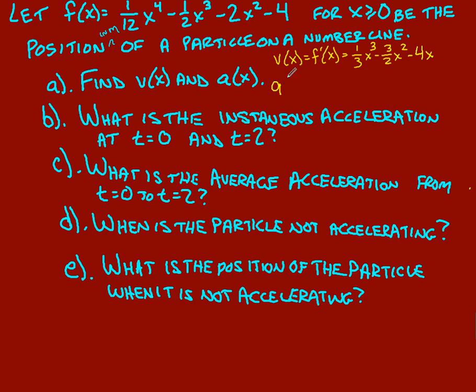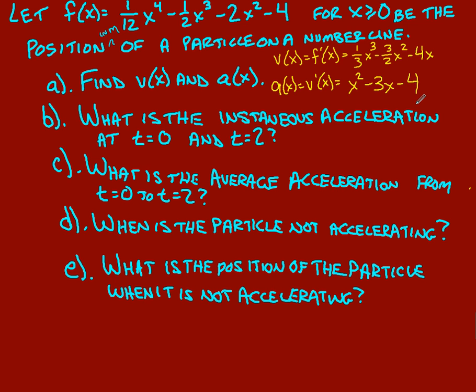Now, to find the acceleration function, acceleration is the derivative of velocity, or the second derivative of position. So I'm going to take the derivative of this velocity function we just did. 3 over 3 just becomes 1, so it'll just be 1x squared. I'll bring the 2 in front. The 2's will cancel out, so I'll have negative 3 and then x. This will become a minus 4 at the end. So that's just straightforward doing derivatives.